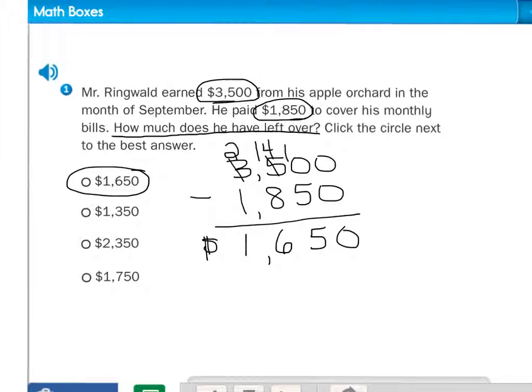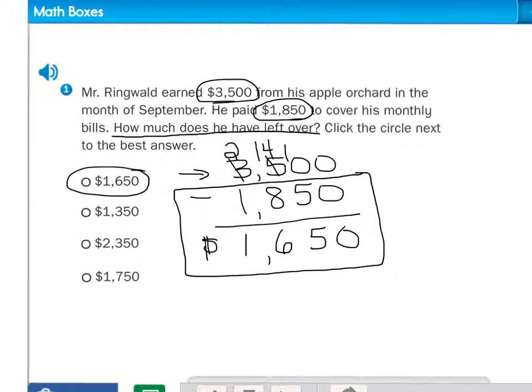Now, in order to check this problem, how do we do that? Well, this is a subtraction problem, so in order to do that, we're going to do the opposite of subtraction. Opposite of subtraction is addition. So I'm going to take the bottom two numbers, add them together, and if I get it right, I should get that original top number, which was 3,500. So let's go ahead and check our work and make sure we were right.